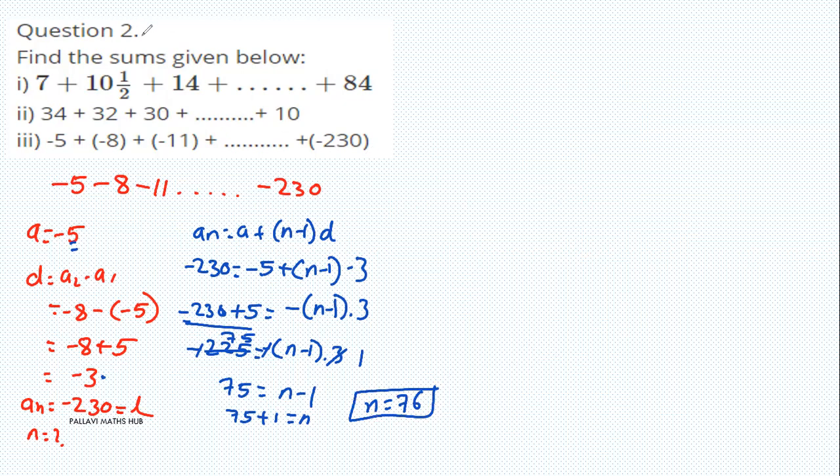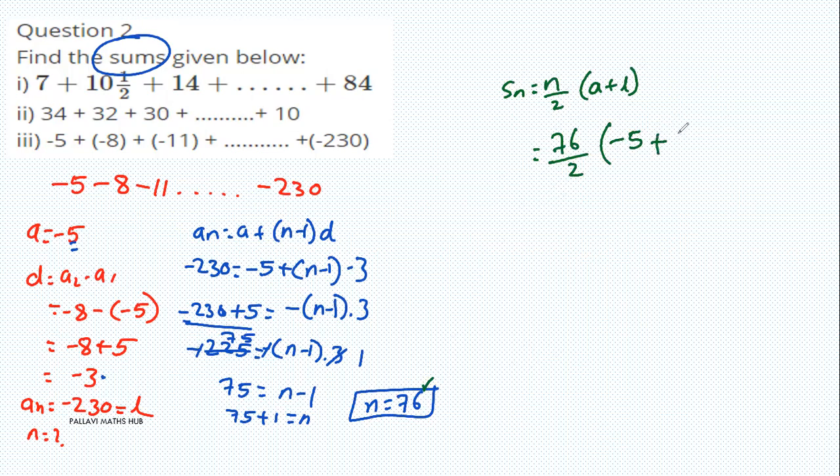But what is the question? Find the sum. So the sum Sn is equal to n by 2 into a plus l. The value of n is 76, divided by 2 into the value of a, which is minus 5, plus the value of L, which is minus 230. Next step, 76 divided by 2 into minus 5 minus 230.